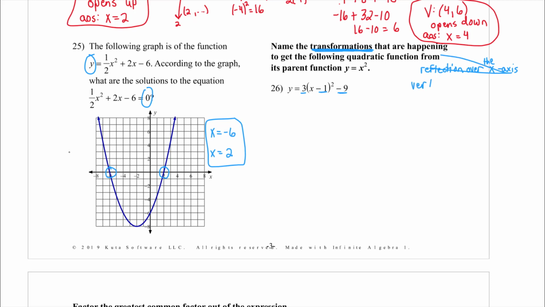We can have a vertical stretch or compression. And so that would be the number in front here, this 3. Because this number is bigger than 1, it is stretching. So we'd say that there is a vertical stretch by 3. If it was a number that was smaller than 1, like a third or a half or something like that, it would be a vertical compression instead. The number on the inside here, this negative 1, remember super secret opposite society, we are shifting right 1.